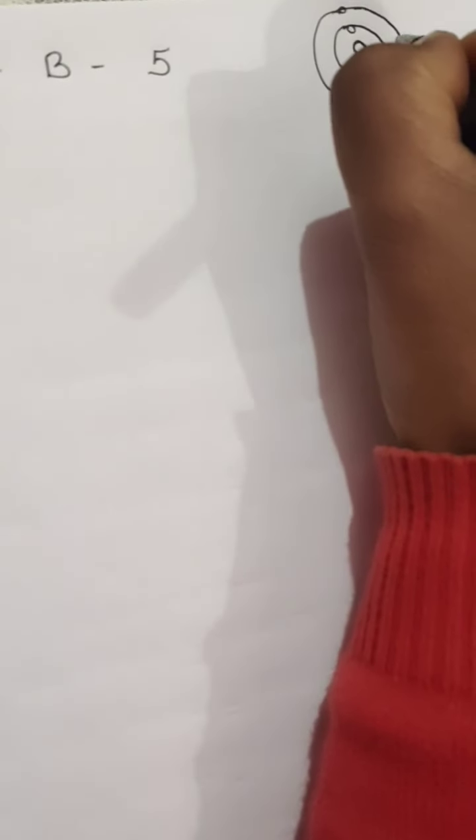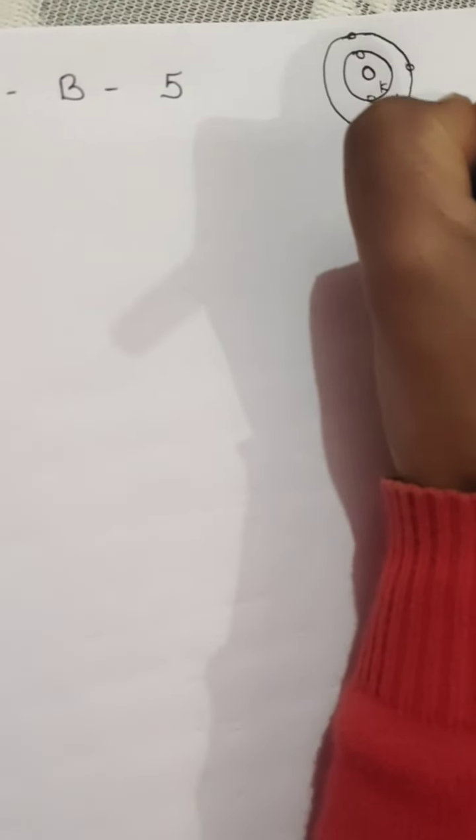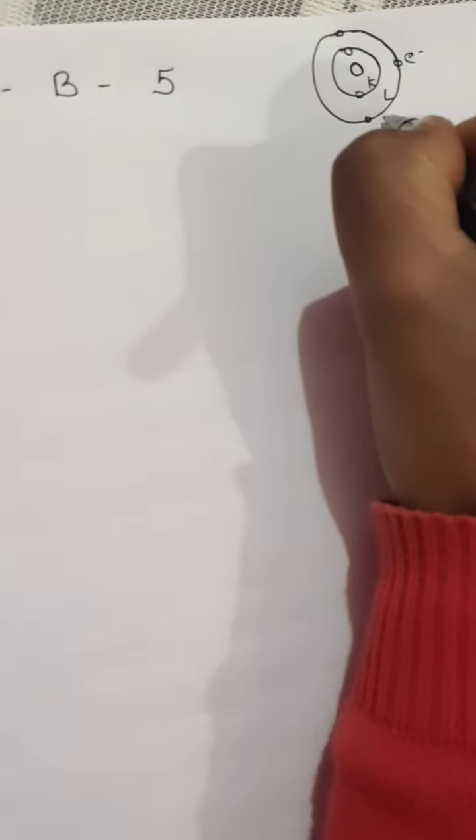Another example will be boron. Boron, symbol B, atomic number 5, and the configuration is: a small nucleus here, the first shell, the K shell, with 2 electrons, and then in the second shell, the L shell, 3 electrons: 1, 2 and 3. So these are the electrons.